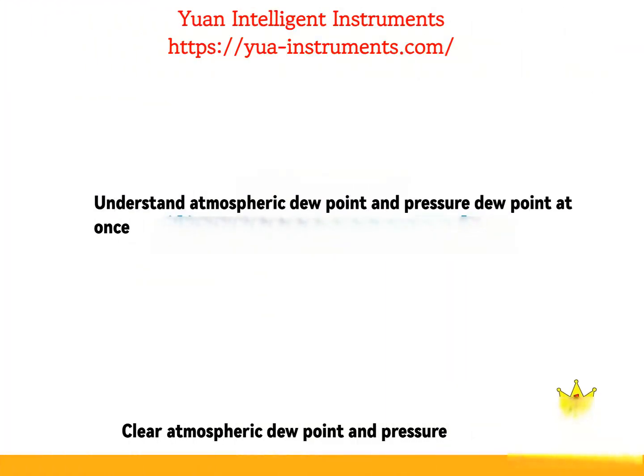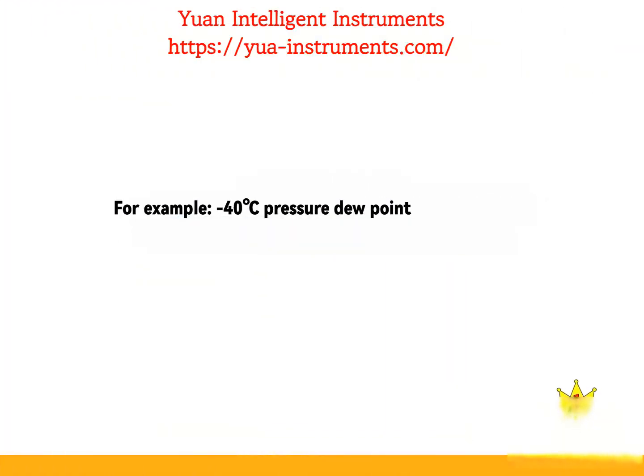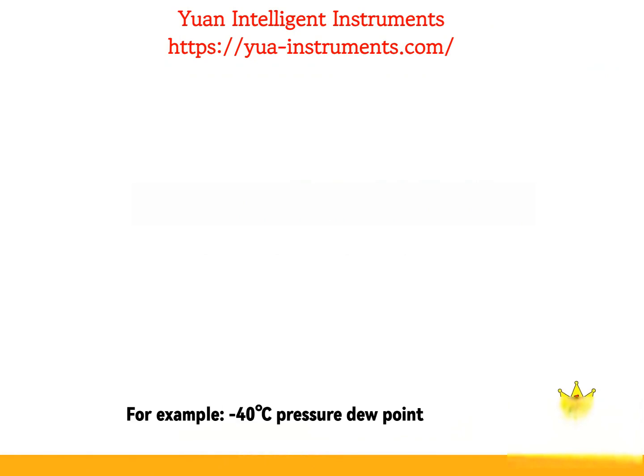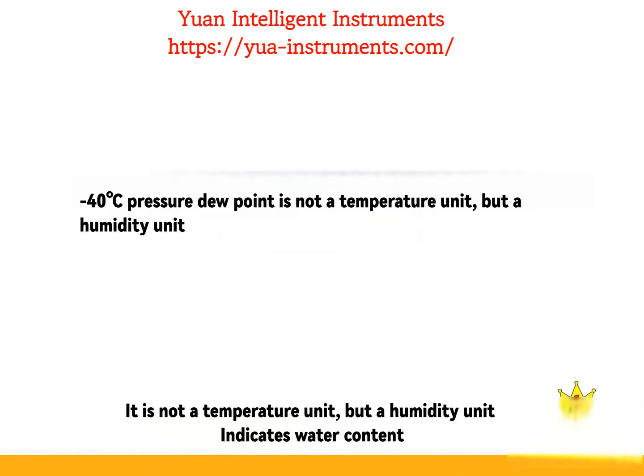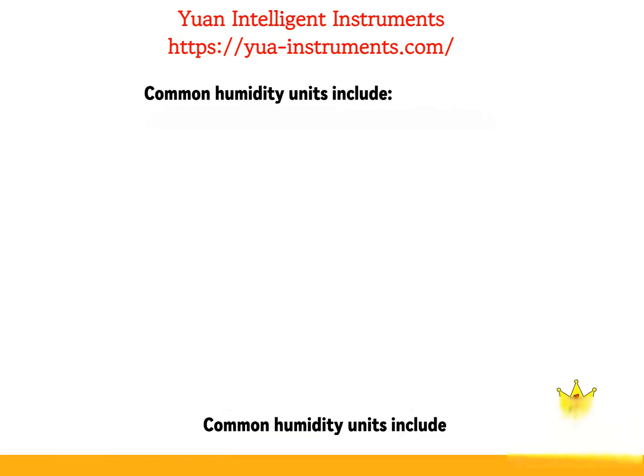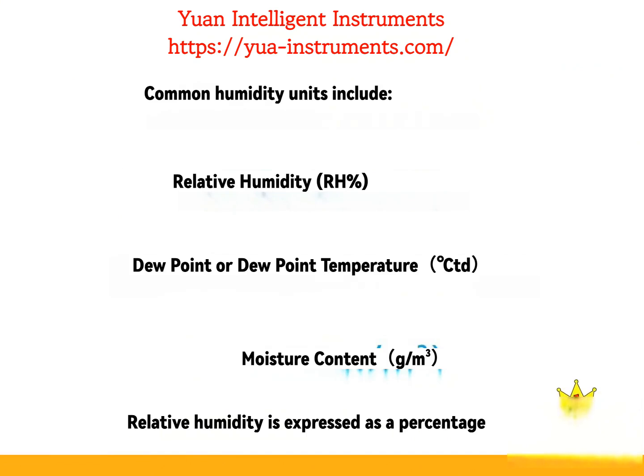Understand atmospheric dew point and pressure dew point at once. For example, -40 degrees Celsius pressure dew point. It is not a temperature unit, but a humidity unit. Indicates water content. Common humidity units include relative humidity, which is expressed as a percentage.